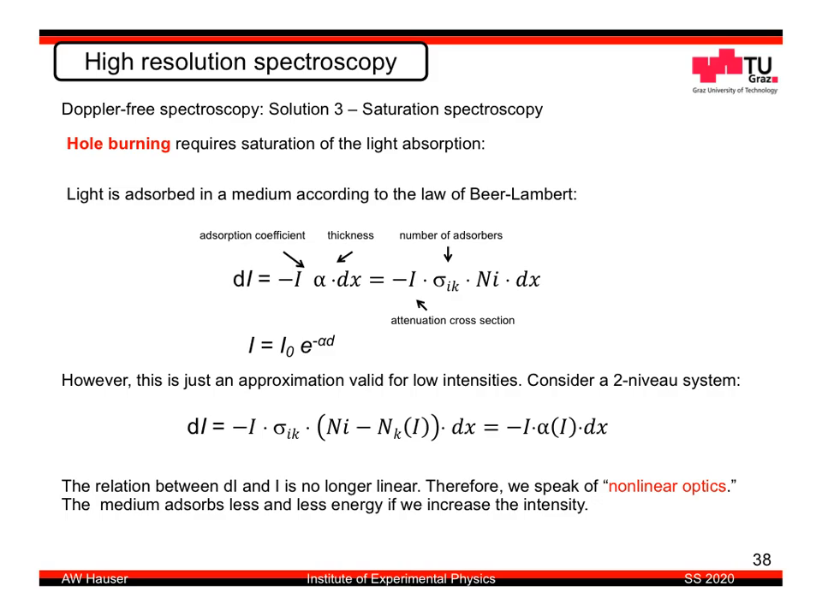In other words, this absorption coefficient alpha is a function of the actual intensity, and therefore we speak here of nonlinear optics, and we will take advantage of this effect in spectroscopy through the saturation spectroscopy setup, which I'm going to discuss now on the next slide.